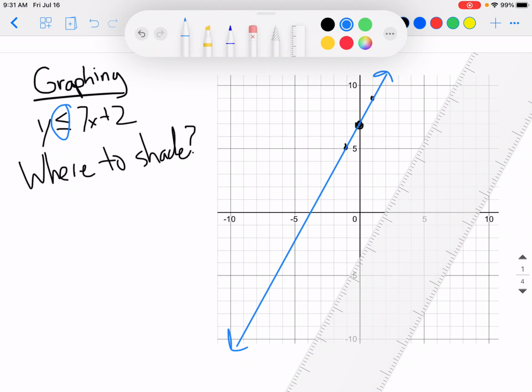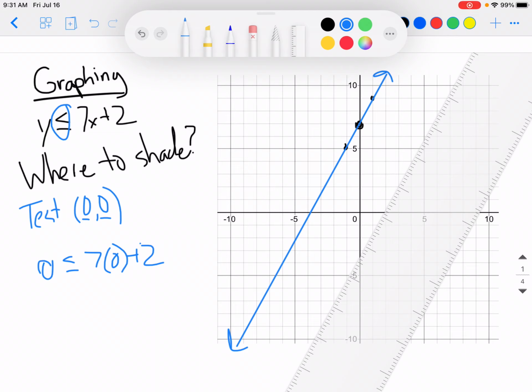Now, sometimes you can look at the inequality and you can determine where you're going to shade. But the fail-safe is to test a point. And I always recommend that if you can, you test 0, 0, because it is the easiest point in the world to test. Because when you put in 0 for y, you get 0 less than or equal to 7 times 0 for the x, plus 2.